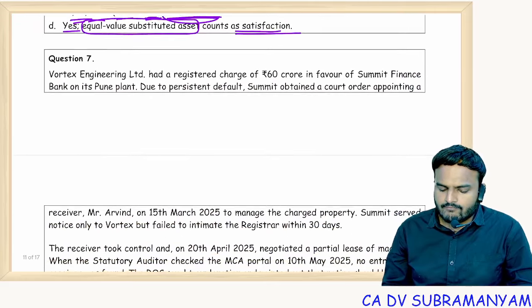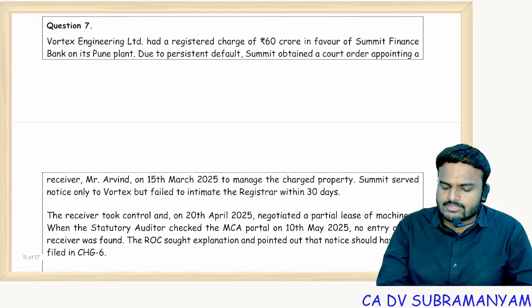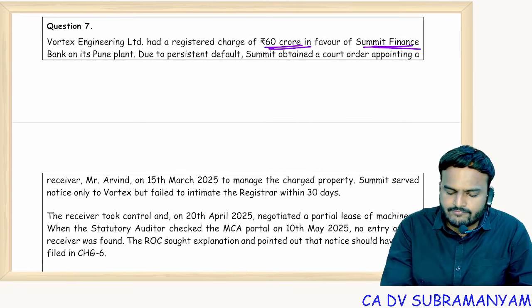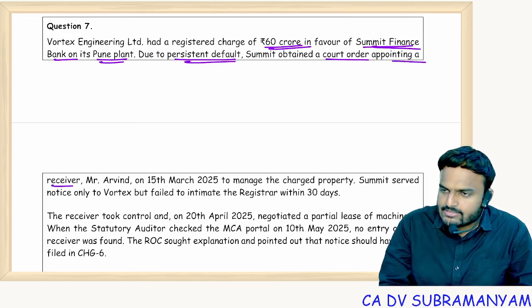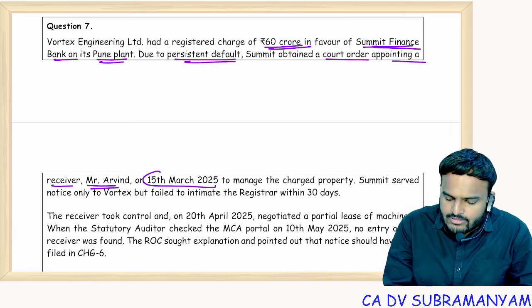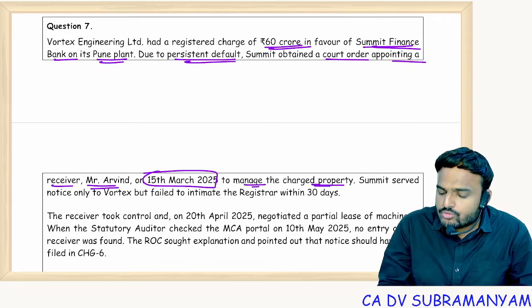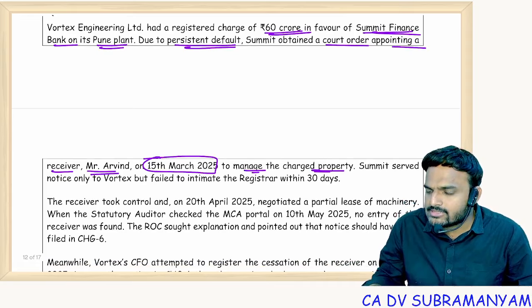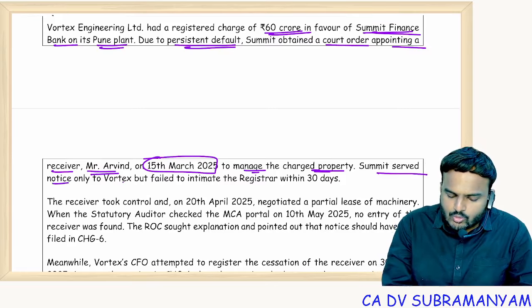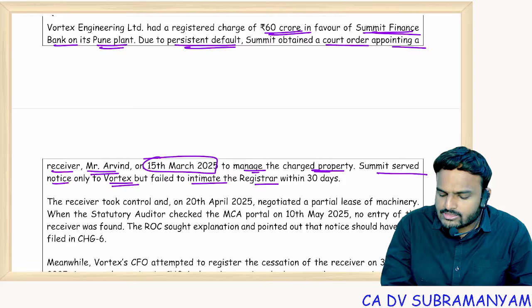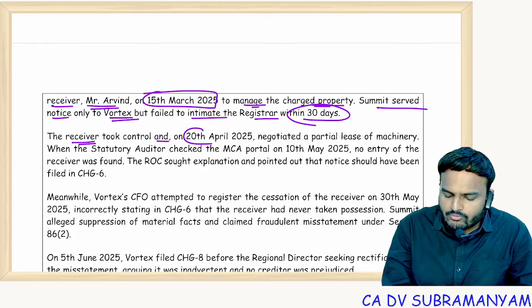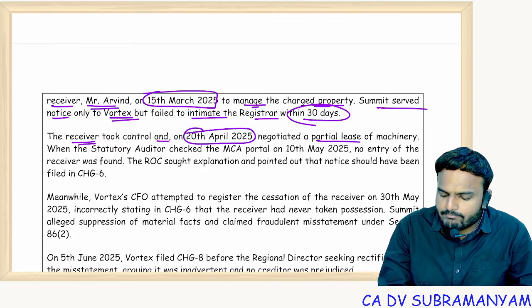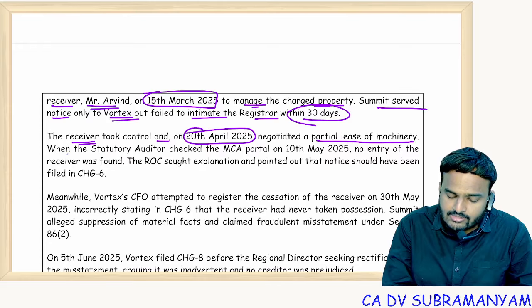Last question. Vertex Engineering Limited had a registered charge of 60 crores in favor of Sumit Finance Bank on its Pune plant. Due to persistent default, Sumit obtained a court order appointing the receiver, Mr. Arvind, on 15th March 2025 to manage the charged property. This is about appointment of the official receiver. Sumit served notice only to Vertex but failed to intimate the registrar within 30 days. The receiver took control and on 20th April 2025 negotiated a partial lease of machinery.